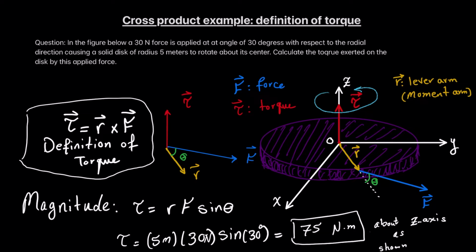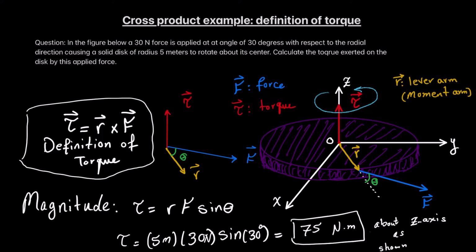First we look at the definition of torque, which is R cross F. R is known as the lever arm or the moment arm, and it is in fact a vector. It starts from the origin, drawn in yellow.